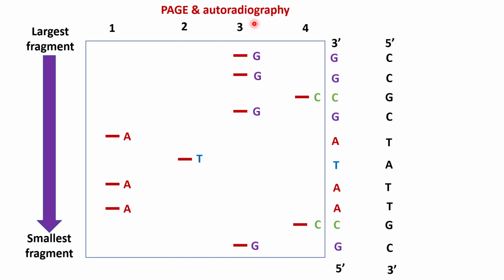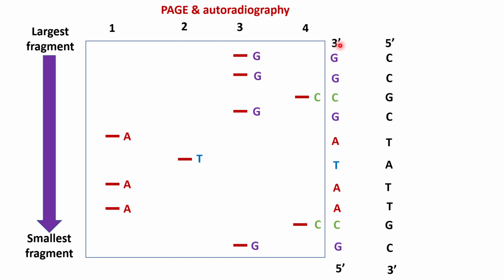Now, let's interpret the result. After gel electrophoresis, smallest fragment runs till the bottom, largest fragment is found on top. We have to read the sequence from bottom to top. And the sequence is 5'-G, C, A, T, A, G, C, G, G-3'.